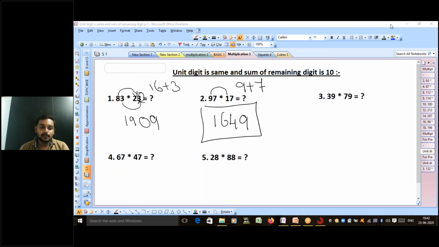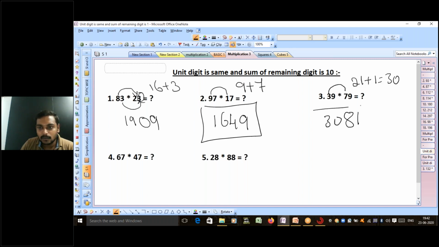67 into 47. Here unit place numbers are same and the sum of remaining numbers is 10. Okay. Yes, good. 39 multiply with 79. So 9 nines are 81. Next 3 sevens are 21 plus 9, which is equal to 30. So answer will be 3081 for third one. Yes, good.